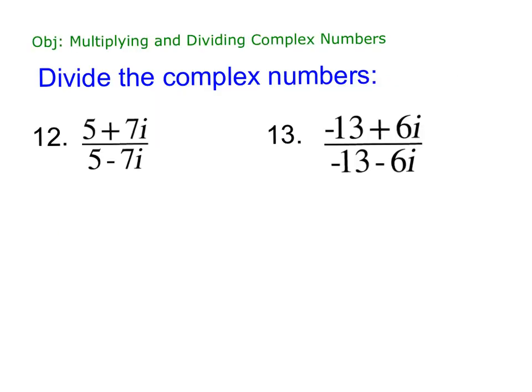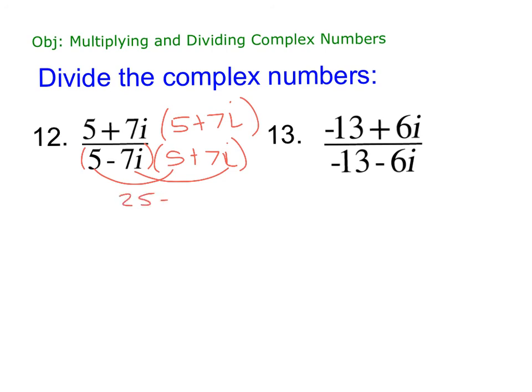Alright, last slide. Try it on your own. Alright, so the conjugate of the bottom is the top, but notice those have to be multiplied out. You can't just, it's not 25 plus 49i squared. We wish, right? The bottom we can cheat with. 25 minus 49i squared. 25 plus 49. So the bottom is 74, sorry.